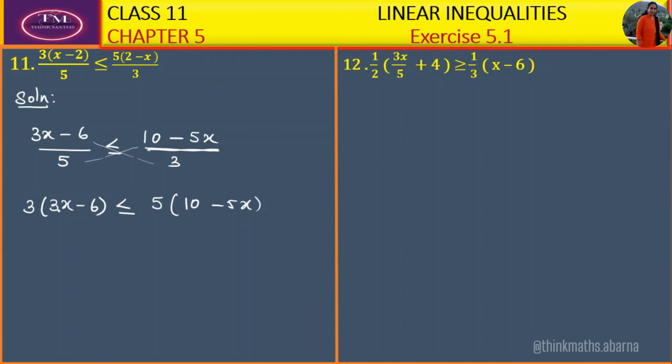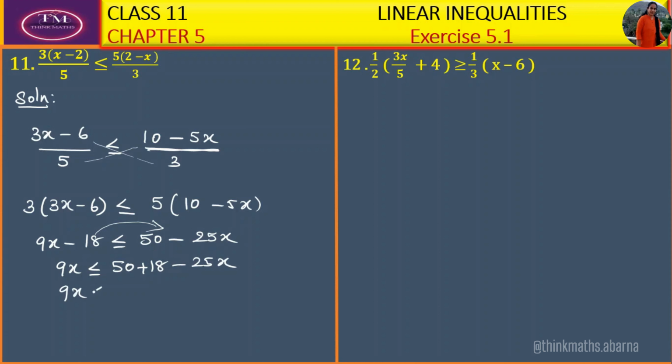Okay. So what is 3 into 3x? It is 9x. 6 into 3, 18. Less than or equal to 5 into 10, 50. Minus 5 into 5x is 25x. Now first let us calculate the constant. So minus 18 we will bring to the right side. So 9x less than or equal to 50, minus 18 will become plus 18. What is remaining? Minus 25x. So 9x less than or equal to 50 plus 18 is 68 minus 25x.